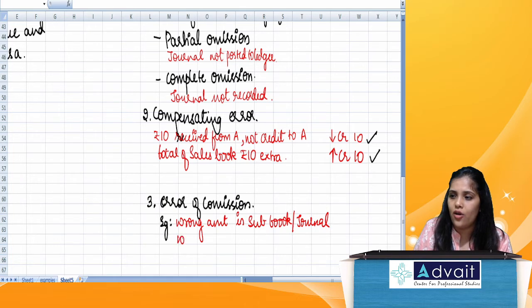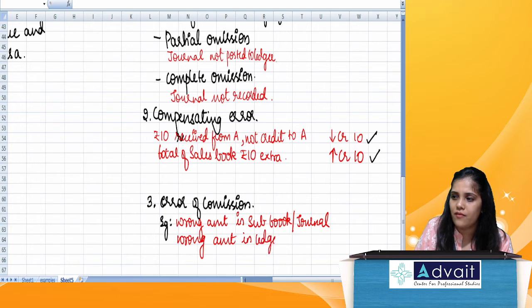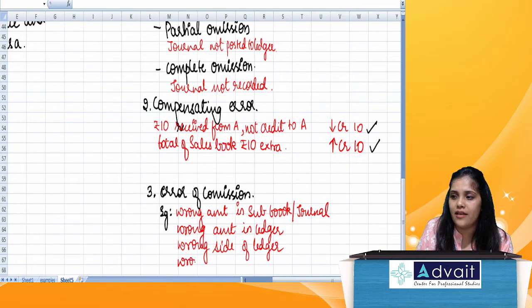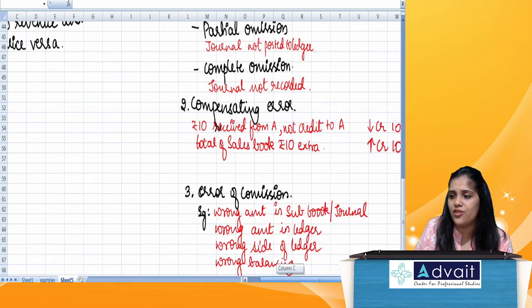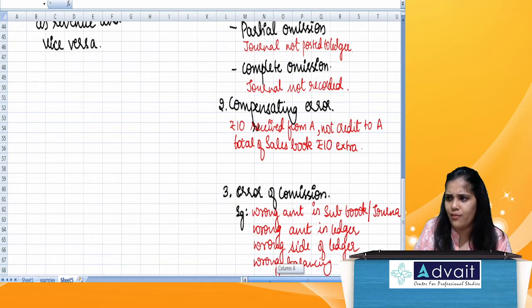So we write posting wrong amount in ledger, wrong side of ledger, wrong balancing. So these are the kind of errors you can make, and there are many more.